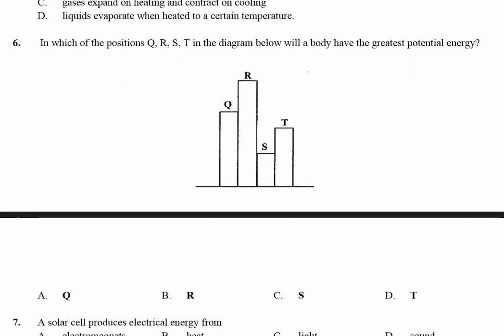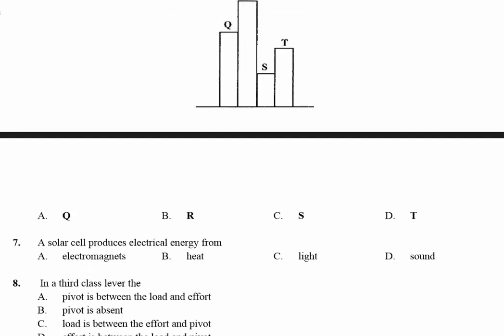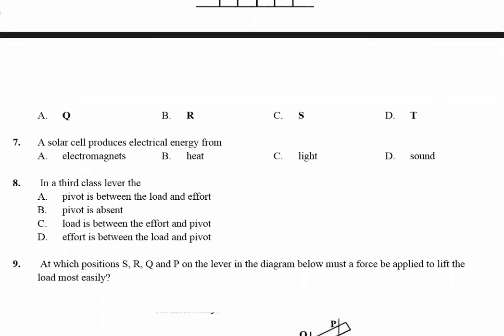Question 6. In which of the positions Q, R, S, T in the diagram below will a body have the greatest potential energy? And that is R. Therefore, the answer is B. Question 7. A solar cell produces electrical energy from? The answer to question 7 is light. A solar cell produces electrical energy from light.